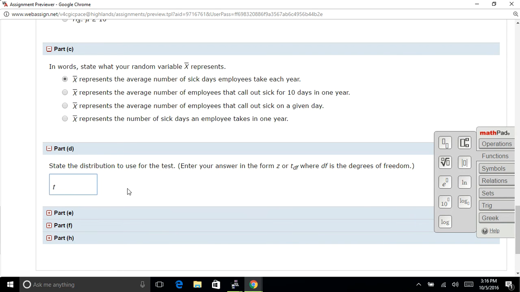So the first thing I have to do is T, and then I have to lower it. This is going to make it, I've got to do degrees of freedom. For this, your degrees of freedom is your sample size minus 1. So for me, it's going to be T to the 7. Because if I look at that, I know it's a T distribution, and my degrees of freedom are 7.